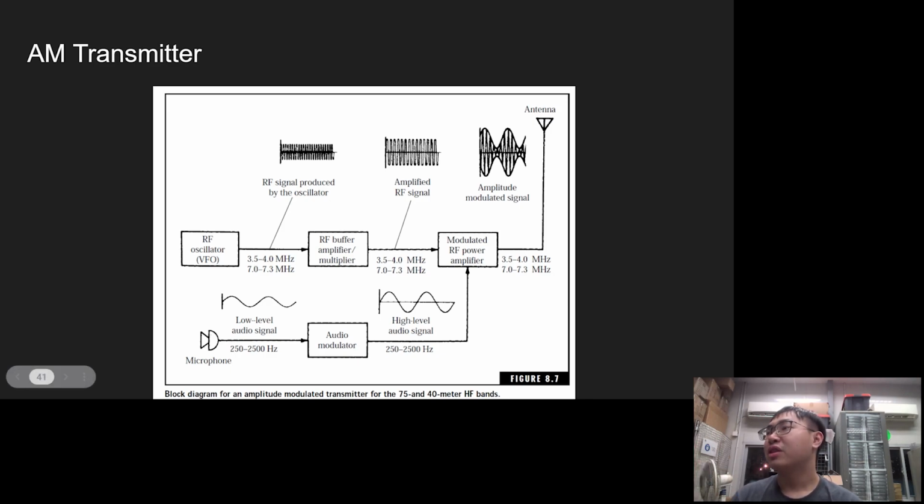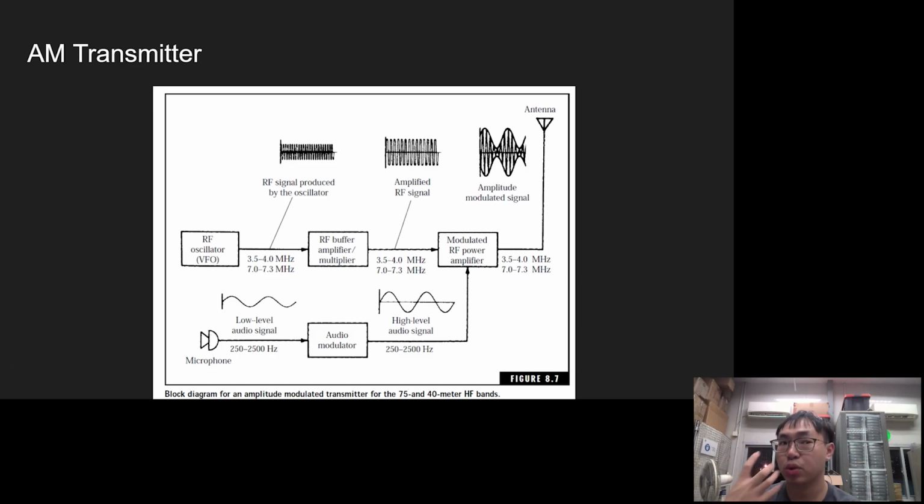So the first part is the oscillator, where we create a carrier wave. So you remember the carrier wave is just a sine wave, right? So we'll put the sine wave here. If the oscillator is not having a very strong signal, you put an amplifier to amplify it. Okay. And this part is the oscillator part, and this part is the audio part.